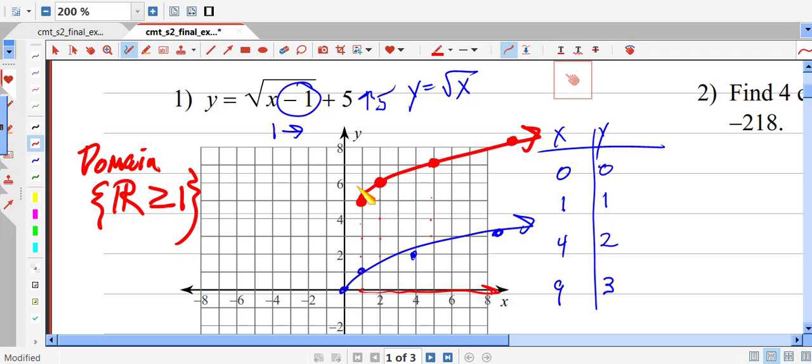And then the range, likewise, you do the same thing except use a horizontal line. When you look left and right with a horizontal line, the only place where you see a point on the function is where y is greater than or equal to 5. So the range would be all real values greater than or equal to 5.